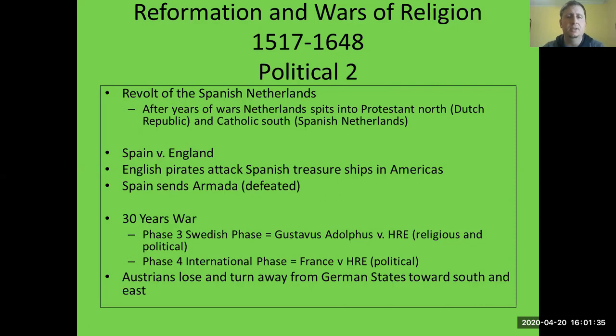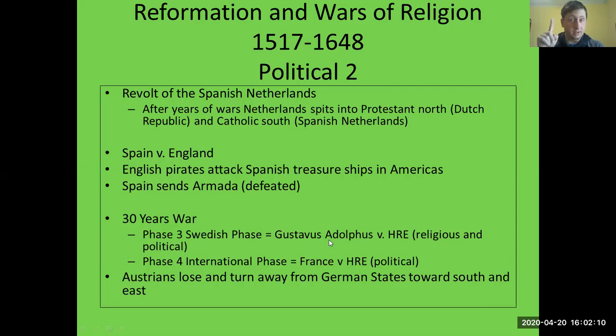And so Spain sends the Armada, which is eventually defeated and helps to mark the end of Spanish hegemony within Europe, and sort of marks the beginning of the rise of England as well. And then, of course, the big event toward the end of all this, from 1618 to 1648, is the 30 Years' War. And I know it has, remember, 4 phases. The first 2 are primarily religious phases, so they'll be in the next screen. But this phase 3 and phase 4, phase 3, remember, is a blend of both religious and political, as the Lutheran Gustavus Adolphus is backed by the French against the Catholic.